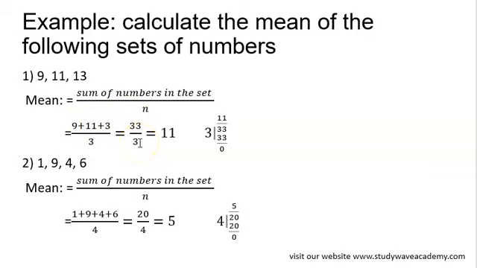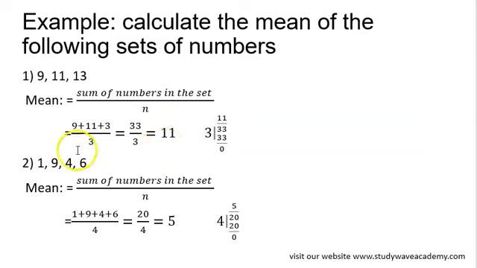What are we going to do next? We are going to divide. We are going to divide 33 by 3. And when we do that in our long division, we have 11 as our answer.